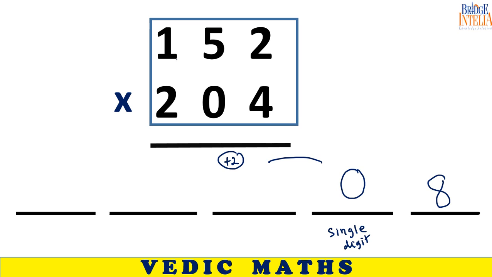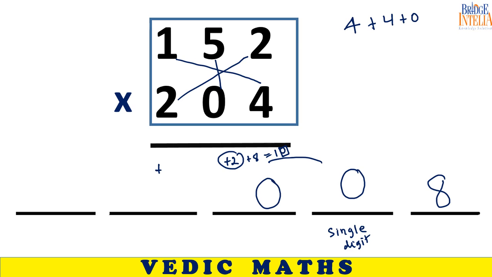Now let's find the cross connection product. So if you connect 1 with 4, 1 into 4 is 4. Connect this 2 with this 2, 2 into 2 is also 4. Then connect 5 with 0. So 5 into 0 is 0. So 4 plus 4 is 8. And this 2 is already carry forwarded. So 2 plus 8 is equal to 10. But you cannot write entire number 10. You have to write only one single digit. So write 0 here, and the remaining 1 is carried forwarded. So you have found out the cross connection product. You have filled the blank. Now it's time to move the box further.